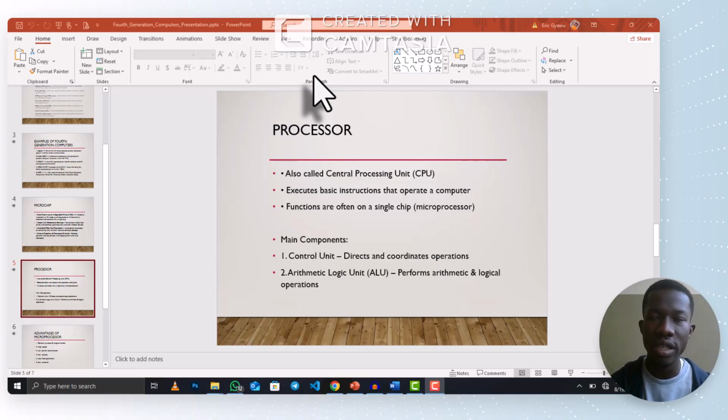And the main components of a processor are two. The first one is the control unit, and the second one is the ALU. And the full meaning of the ALU is the arithmetic logic unit. The first one, known as the control unit, directs and coordinates the operations of the computer. The second one, known as the arithmetic logic unit, that's the ALU, performs arithmetic and logical operations. This is what we call a processor.